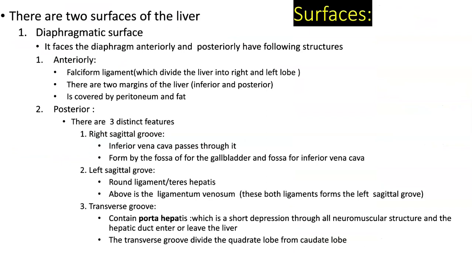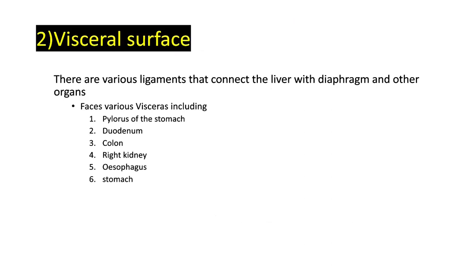The right sagittal groove, through which the inferior vena cava passes, forms the fossa for the gallbladder and the fossa for the inferior vena cava. The left sagittal groove has the ligamentum teres hepatis, and above it is the ligamentum venosum. These two ligaments form the left sagittal groove. The transverse groove contains the porta hepatis, which is a short depression through which neurovascular structures and hepatic ducts enter or leave the liver. The transverse groove divides the caudate lobe from the quadrate lobe.